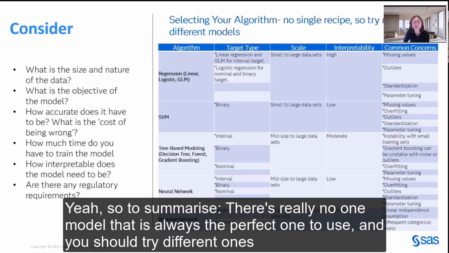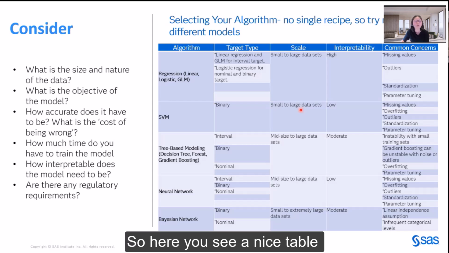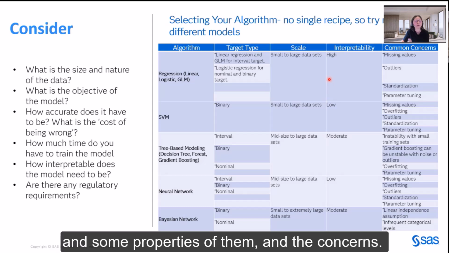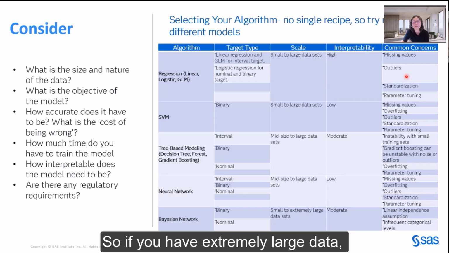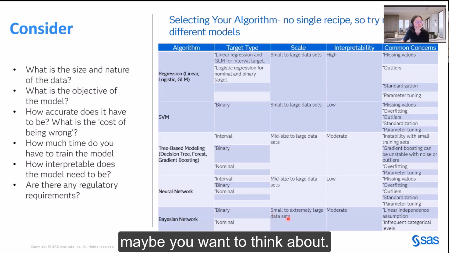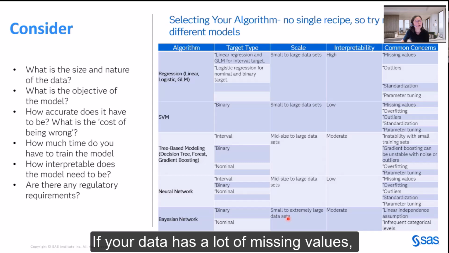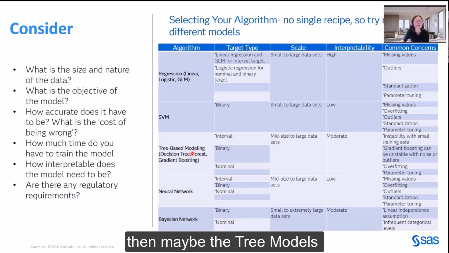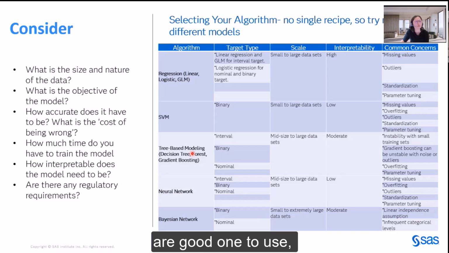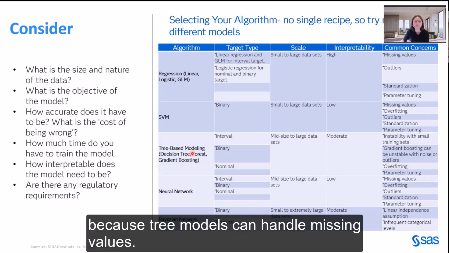To summarize, there's really no one model that's always the perfect one to use, and you should try different ones. Here you see a nice table of the common algorithms and some properties of them and the concerns. If you have extremely large data, maybe you want to think about the Bayesian network. If your data has a lot of missing values, then maybe the tree models are a good one to use, because tree models can handle missing values.